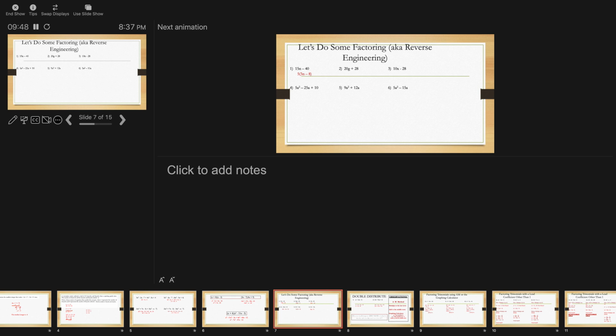All right, so in the first case, they share a 5 in common. Leaves 3n minus 8. You could just distribute back to check in every case. Number 2, they only share a 2 in common, which a 4, right? Because 4 goes into 20 and 28. The next one is the one that they share a 2 in common. Number 4, they share a 5 in common. Number 5, they share both a 3 and an A. And number 6, they share a 5 and an A.